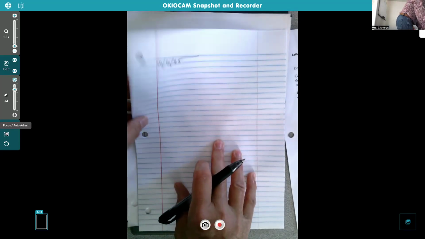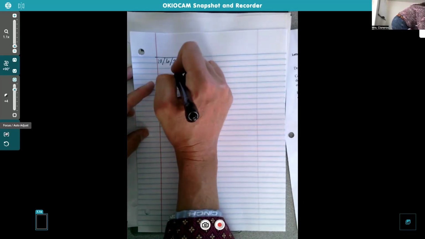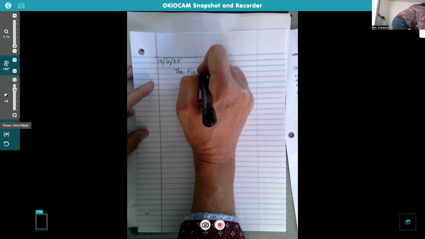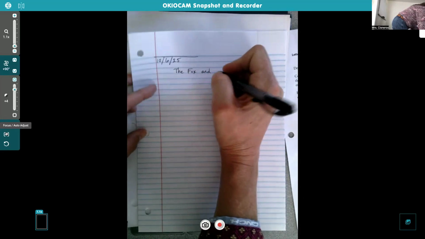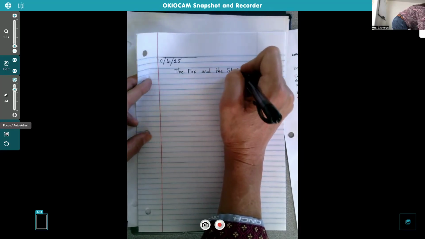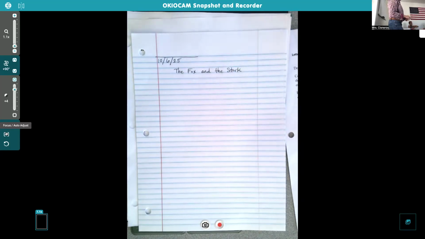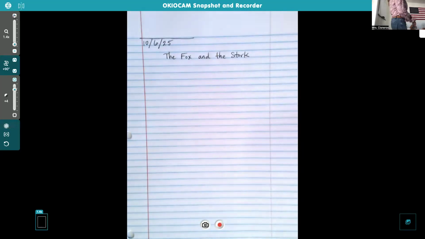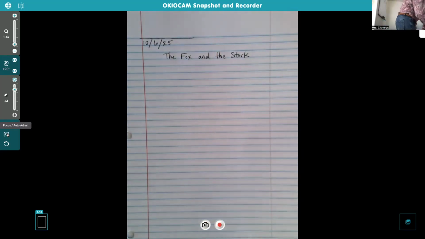This one is called, and we're going to skip a line and write the title, The Fox and the Stork. Fox and the Stork. That's the name. Did you know it's another Aesop fable? Another Aesop fable. So guess what? We're going to learn another lesson today from the Fox and the Stork.